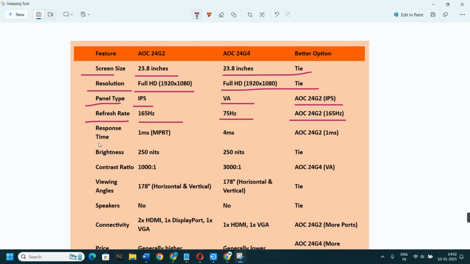Now let's look at the response time. G2 provided 1 ms MPRT response time and G4 provided 4 ms response time, so G2 is better. Now let's look at the brightness. G2 provided 250 nits brightness and it is also provided by G4, so both are equal.